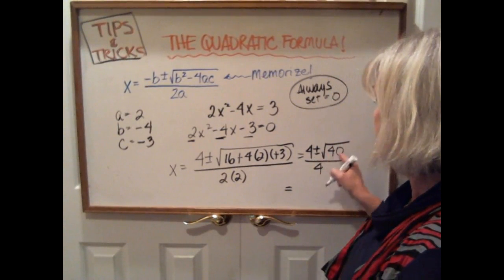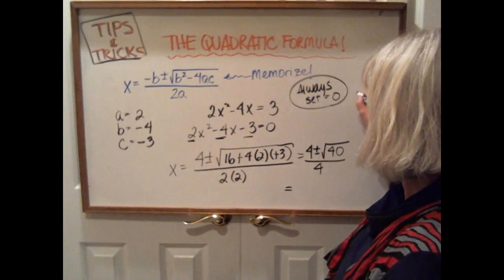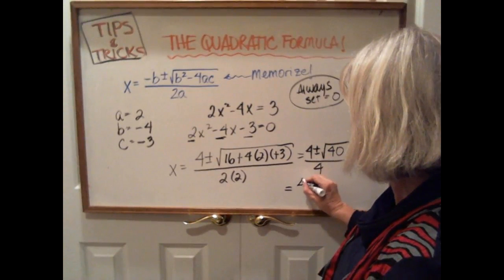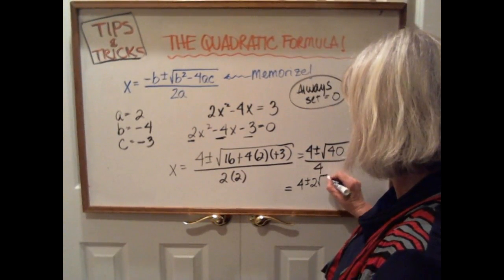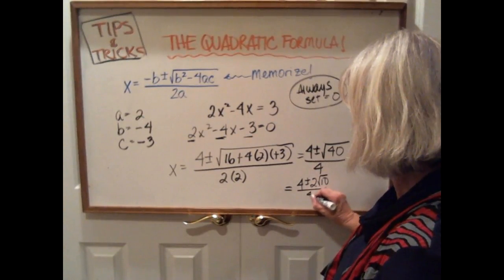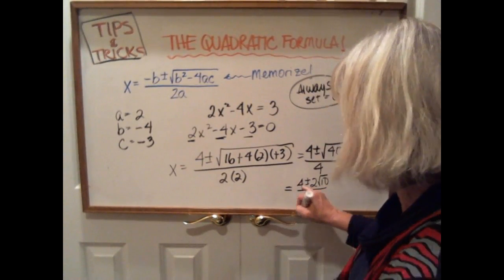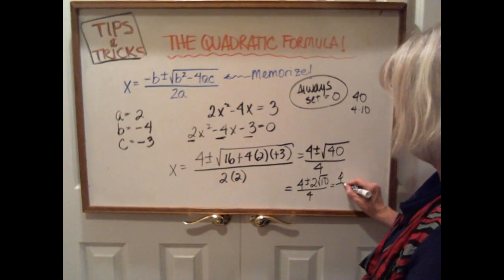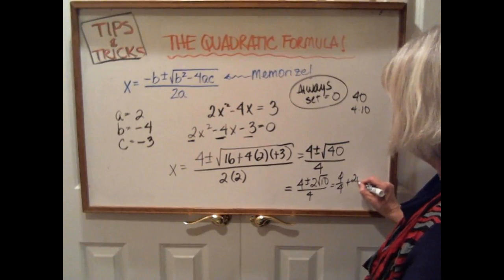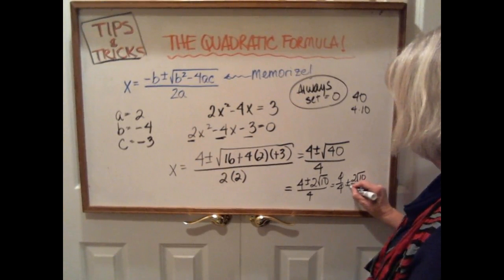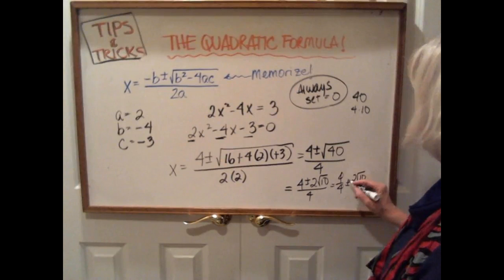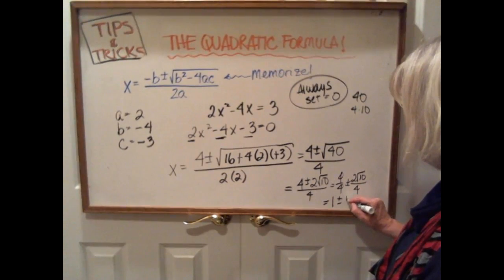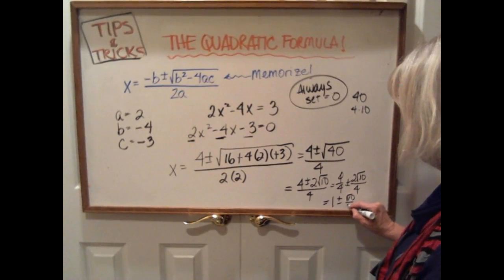So now we just need to simplify this. Square root of 40. 40 is 4 times 10. So we can take a 2 out. So 4 plus or minus 2 root 10, all over 4. Now it's best to write this with two different terms. So this would be 4 over 4 plus or minus 2 root 10 over 4. And so it simplifies to 1 plus or minus square root of 10 over 2.